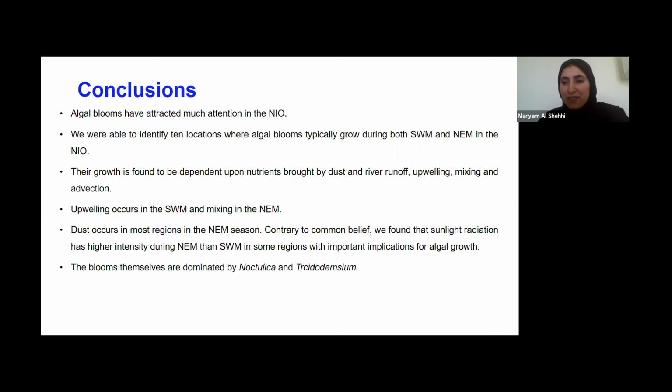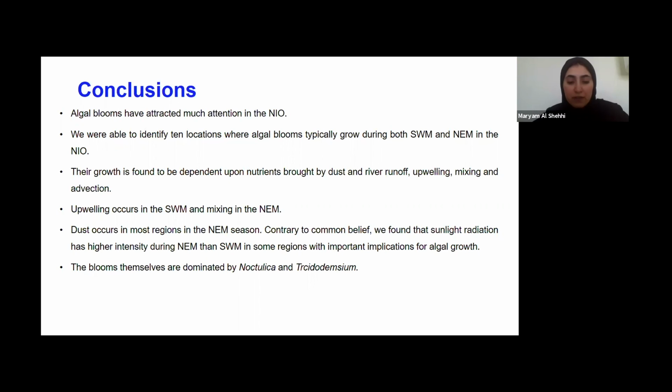Sorry, but can you please repeat the question? Sure, let me paraphrase it. Basically, if they can be detected early, which one of the several causes that you mentioned can be manipulated to reduce the extent of the bloom? If there are any of them that can be manipulated?